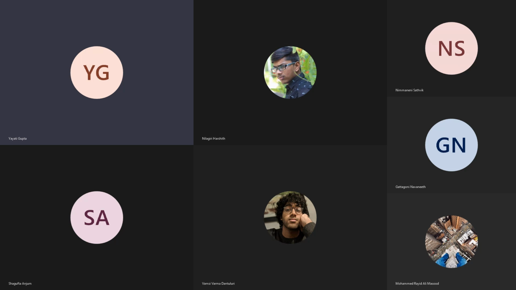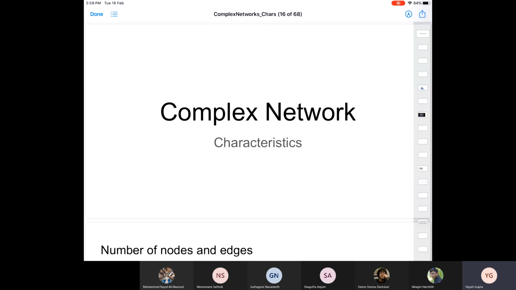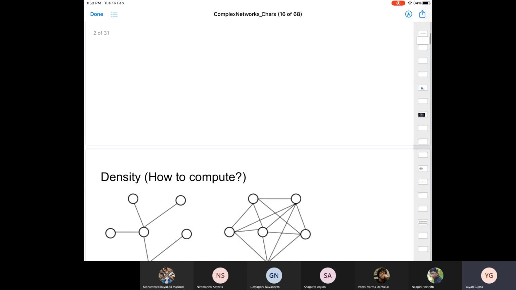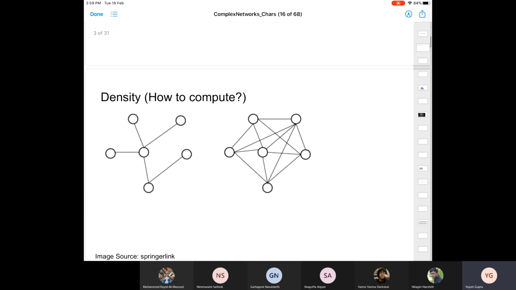Okay. Let's now talk about a few other things we might be interested to look in. So first was the number of nodes and number of edges. Now look at the third thing which is generally studied, the density of a graph.